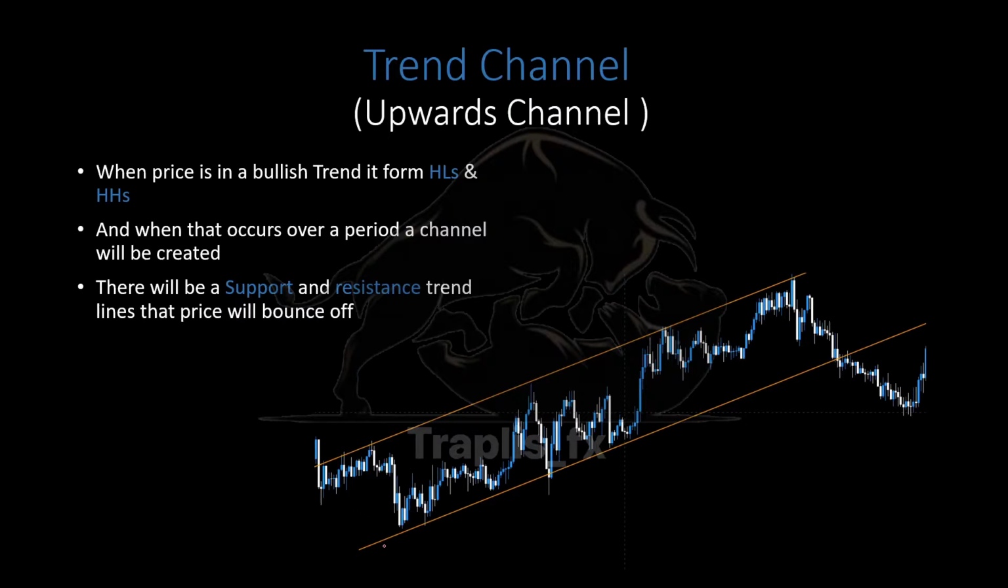So as we can see here, price is in a bullish trend, so creating higher highs and higher lows, and we keep doing the same thing. And as we can see, every time price reaches these areas, it creates a resistance, it gets rejected, support gets rejected, resistance gets rejected again, and it keeps going up and up. So that's what a trend channel is.